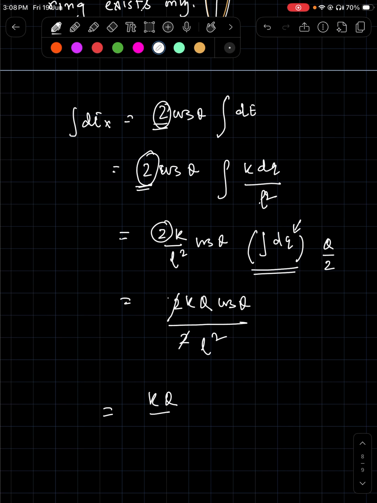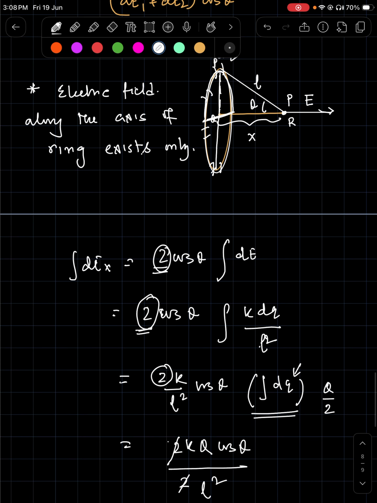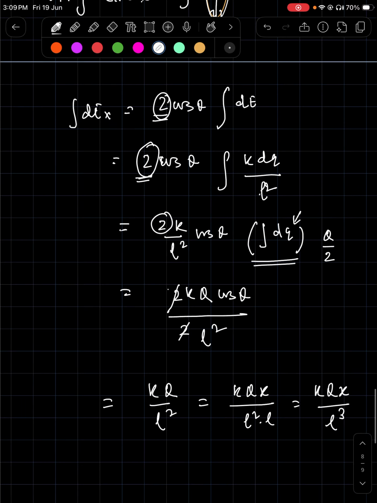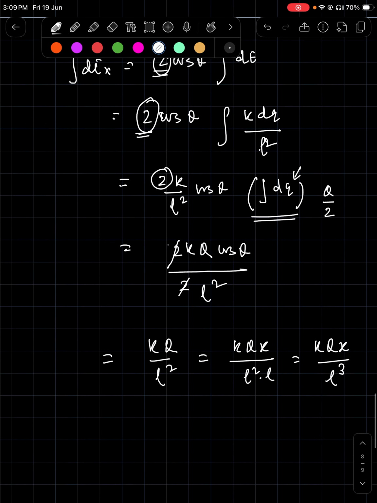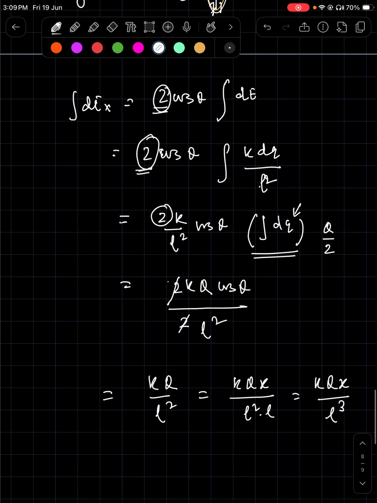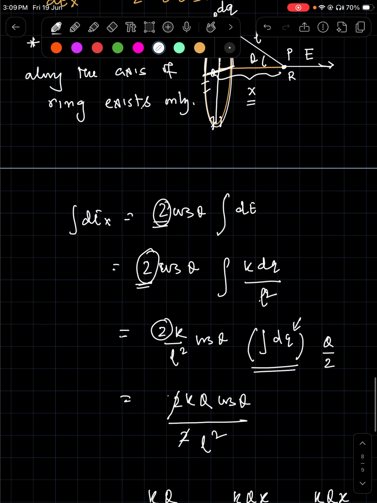So it becomes kq by L square and cos theta. Cos theta from here is very easy to see: the base is x and the hypotenuse is L. So it becomes kqx by L, and L square is already there, so it is L cube. Okay, good. So this, kqx by L cube, is the electric field along the x-axis at the point at distance x from the center of the ring.